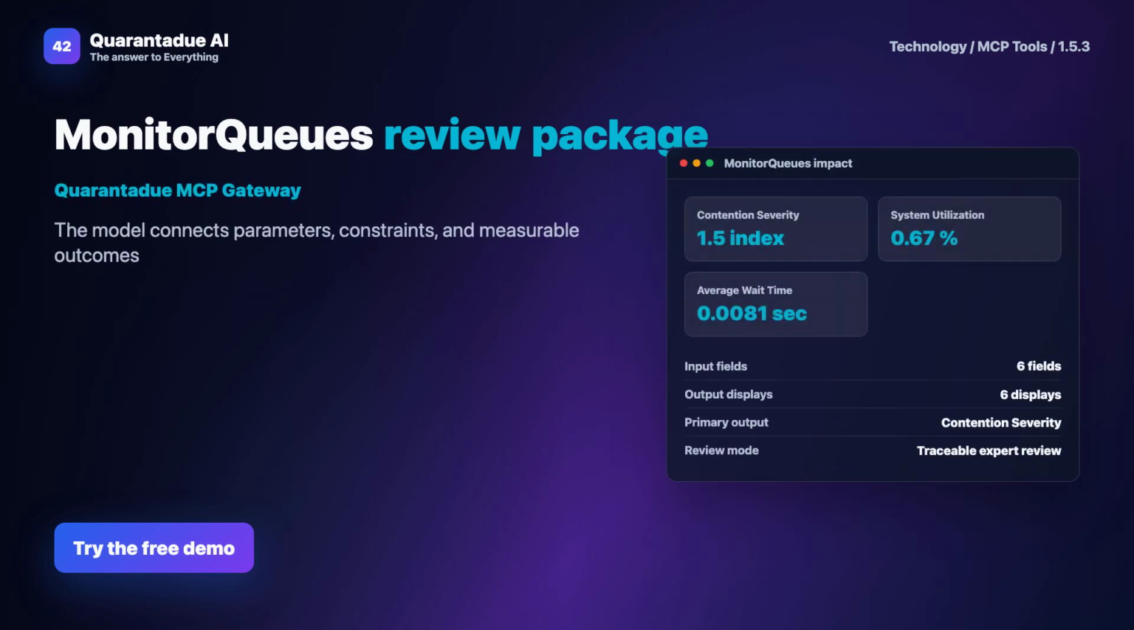The value of monitor queues is not just automation. It is a controlled way to turn repeated technology work into a documented business process with clear inputs, transparent logic, and reusable outputs.